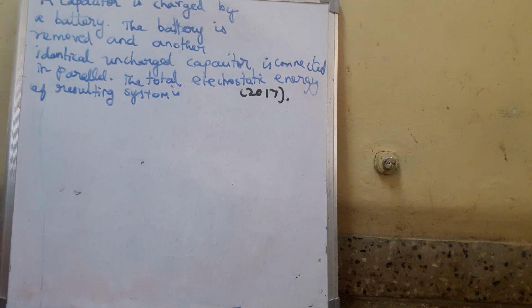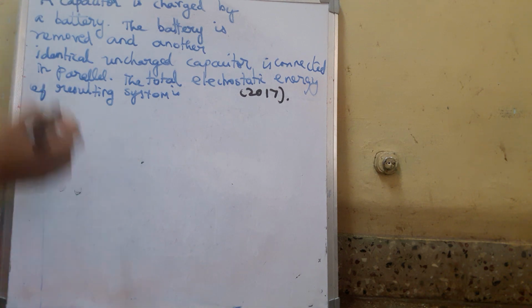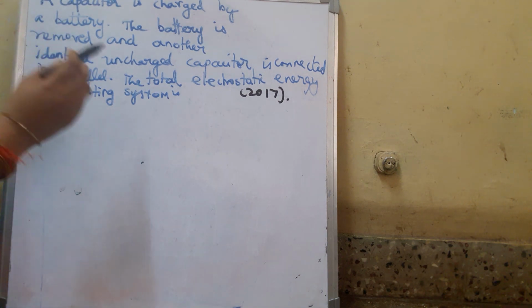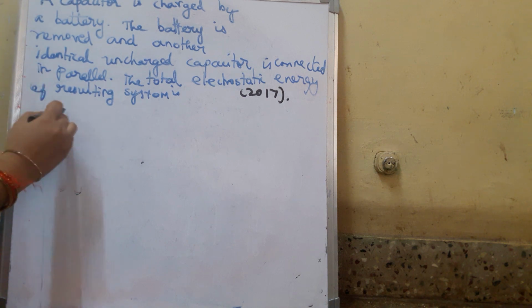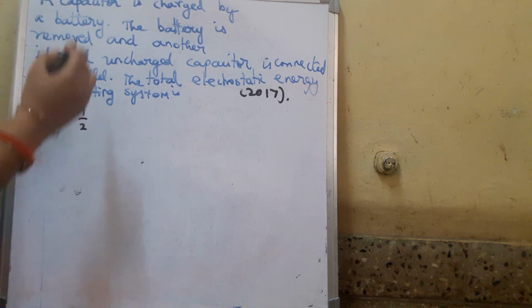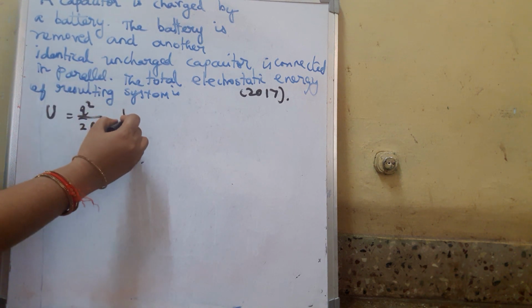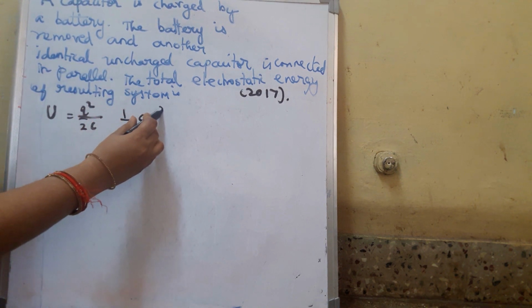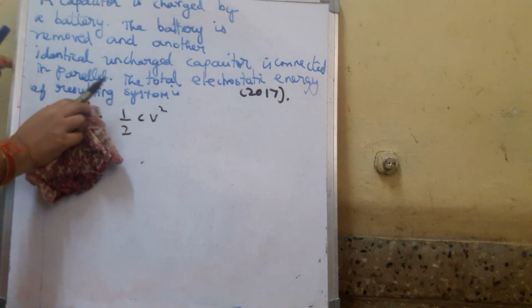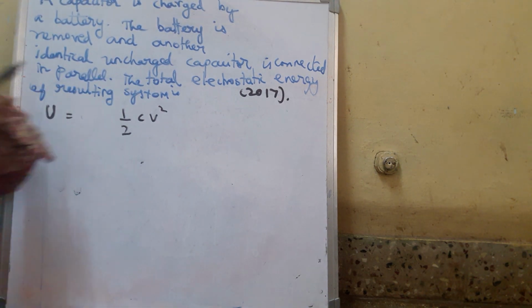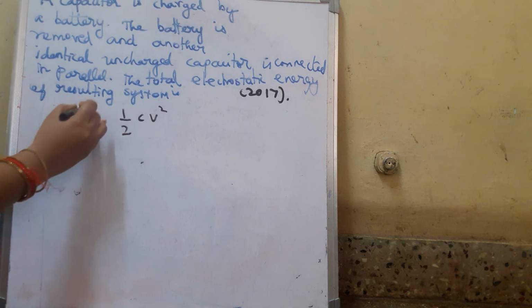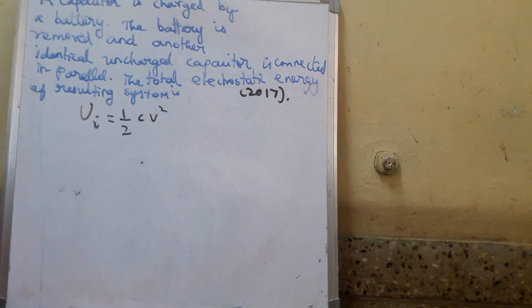So think that initially we didn't remove the battery, and the capacitor is getting charged. What will be my initial electrostatic energy? The electrostatic energy we have studied: 1 by 2 times q square by 2c or 1 by 2 cv square. Two formulas can be written. I'm writing this expression, 1 by 2 cv square. This is my initial electrostatic energy stored before removing the battery.